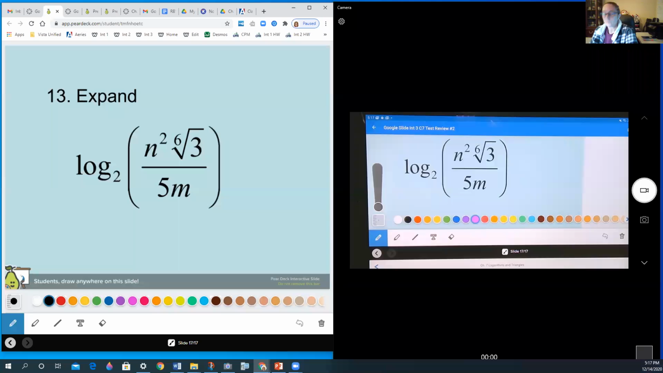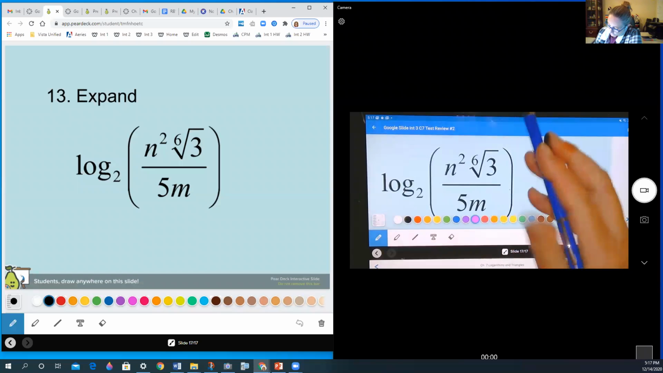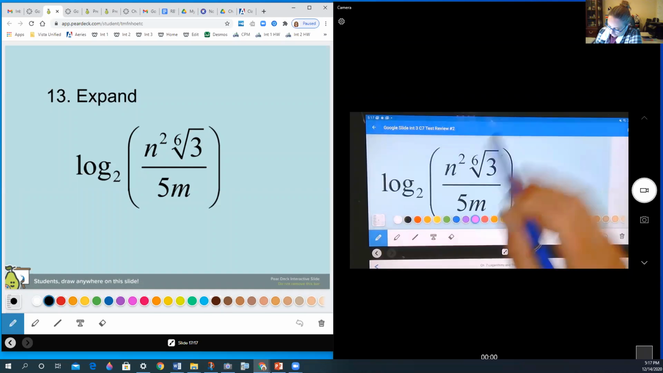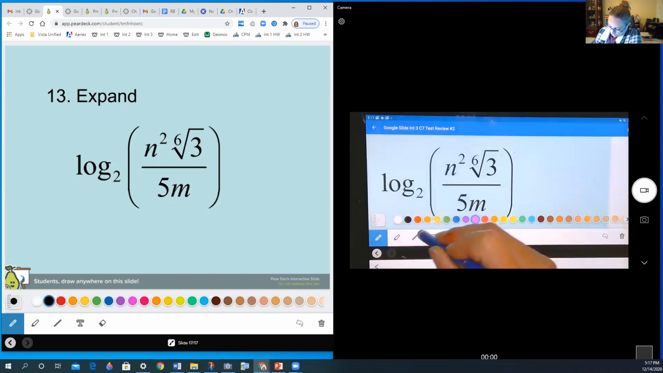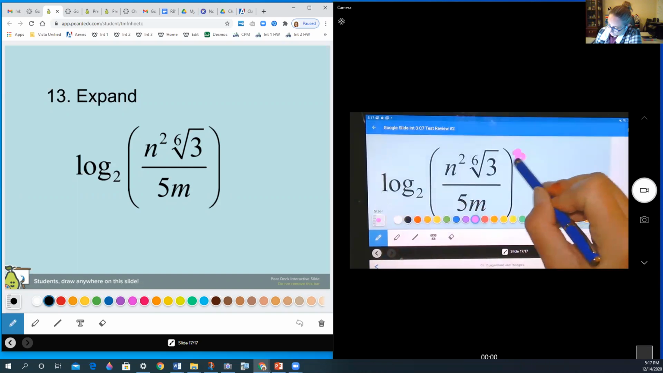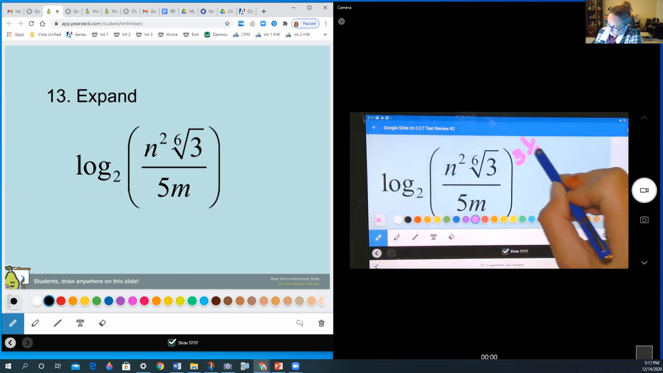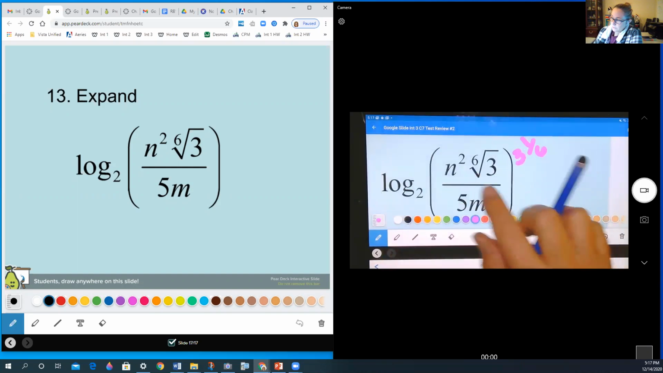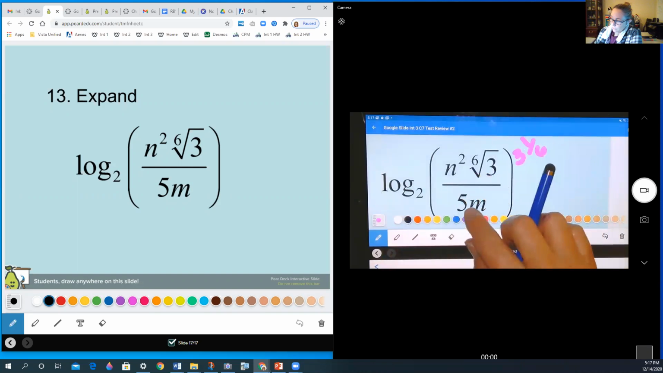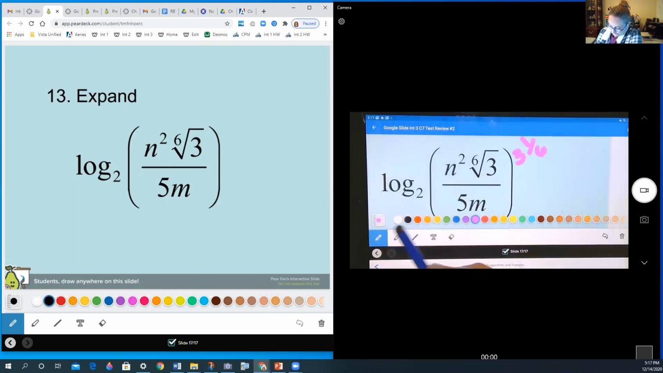And the last one. So on this last one, this is all going to be log base 2. I'm going to have one for n. Now this right here is really a 3 to the 1/6, because it's the 6th root. So I'm going to have one for n, one for 3, one for 5, and one for m.